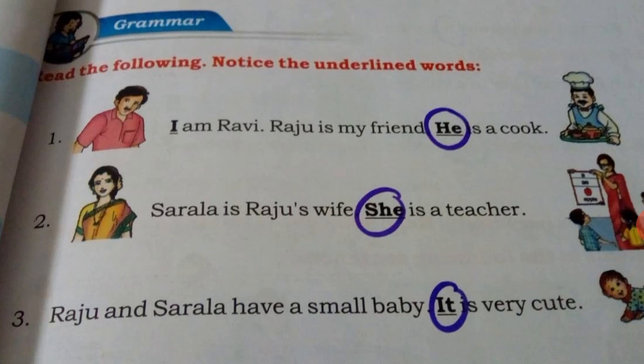Third sentence. Raju and Sarala have a small baby. It is very cute. You can see a small baby in this picture, and this baby belongs to Raju and Sarala. Raju and Sarala's baby. She is very cute. It is very cute. They underline the word it here. Okay na?